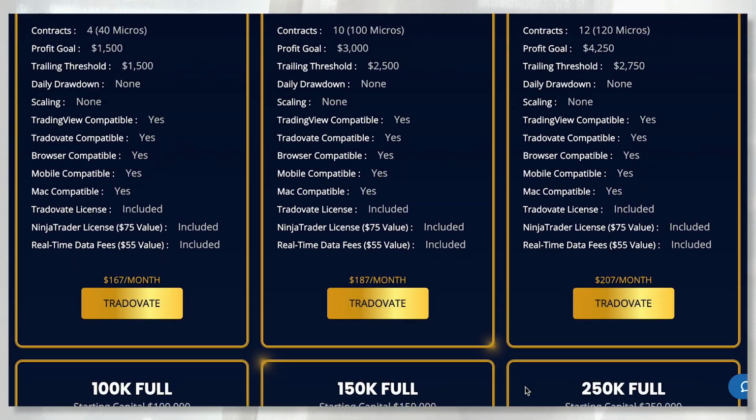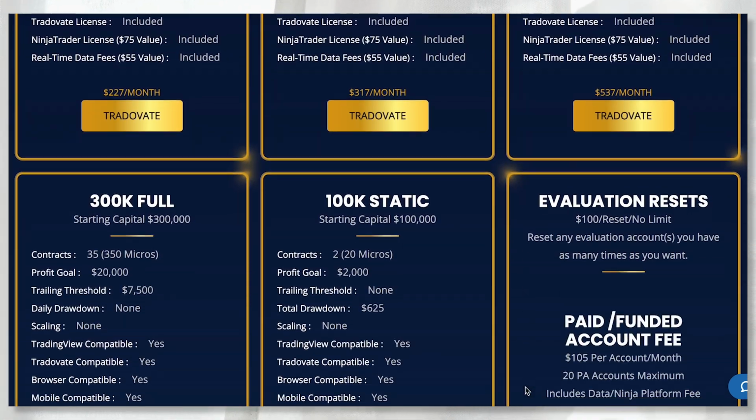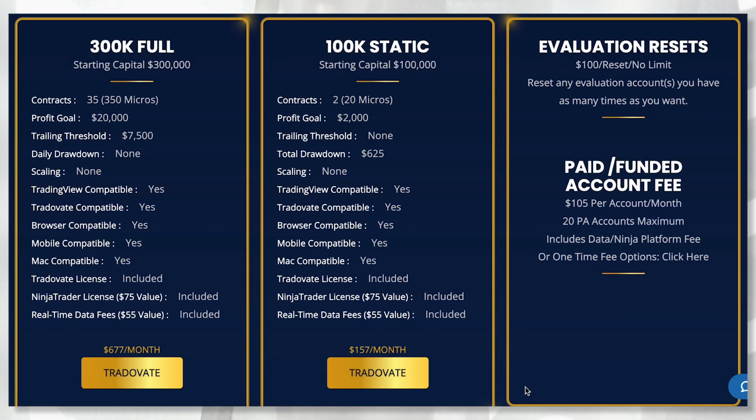Anyways, if you go on their website, they have an option where you can get a 300K account. You might be thinking, Chad, why not just get a 300K account instead of 20 50K accounts? Well, here's why. Let's say you get one 300K account. If you look on their website, you have to make $20,000 to pass it, and you get $7,500 worth of drawdown. That's how much you're able to lose before the account gets blown and you have to buy a new account and restart.